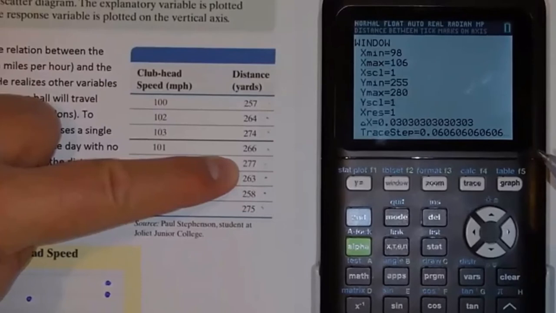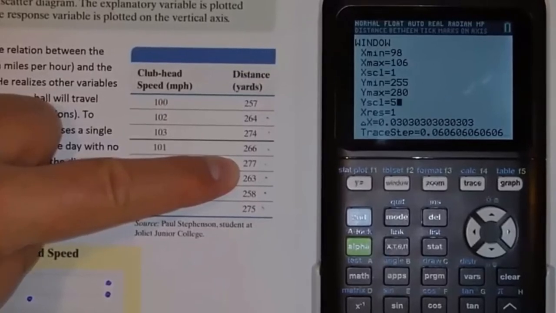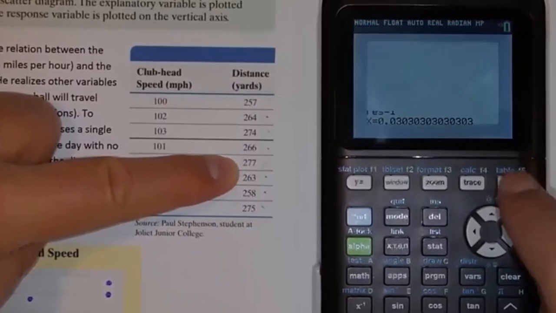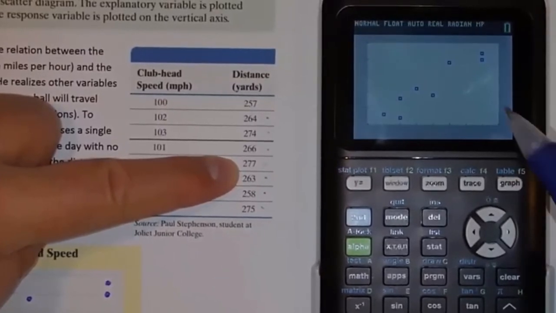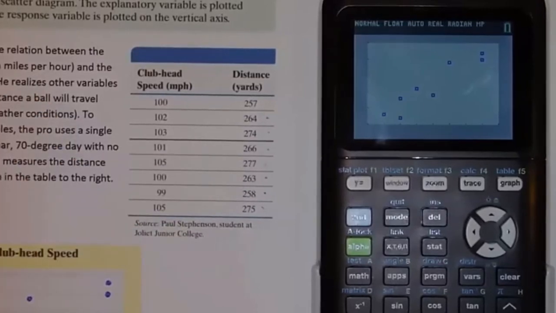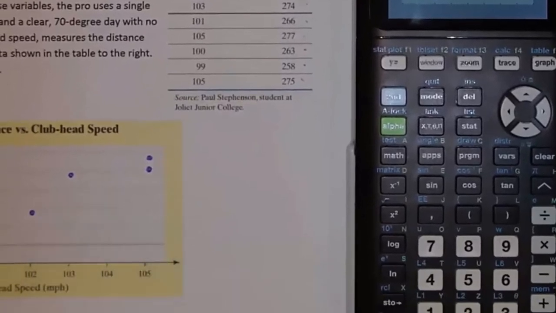So we're going from 255 to 280. That's a difference of 25, so a scale of 1 would probably work. We would see 25 tick marks on the Y-axis, but I'm going to make it 5. So I'm going to see a tick mark for 255, for 260, for 265, and so on. With that done, all I have to do is hit the graph, and there is my scatter plot. I can see that we do, in fact, have the same basic graph that we have here.